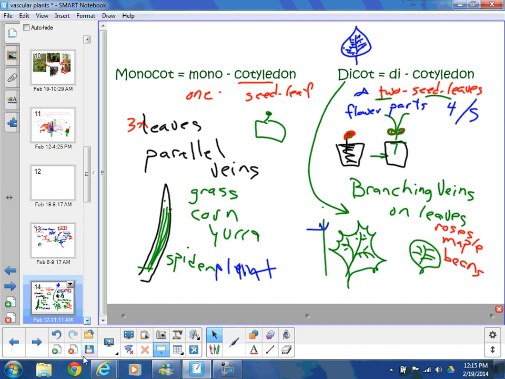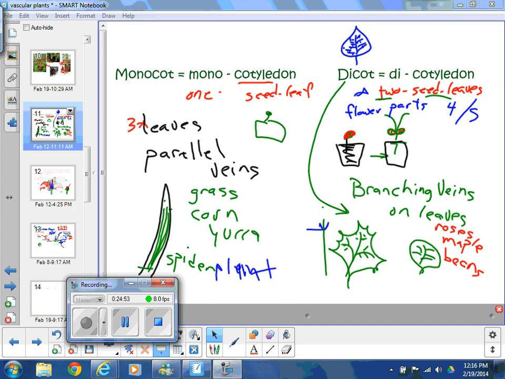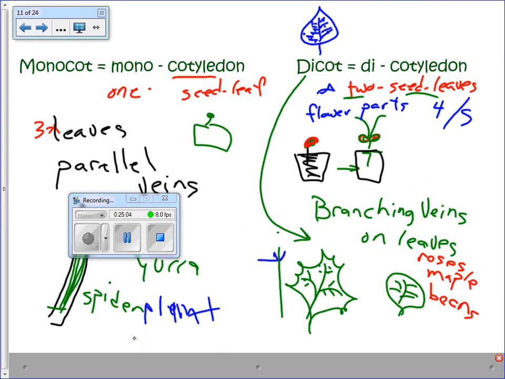Questions about those? Okay, when we do the lab tomorrow, you will see both monocots and dicots, they are pretty easy to identify which is which, but you will need to do that.